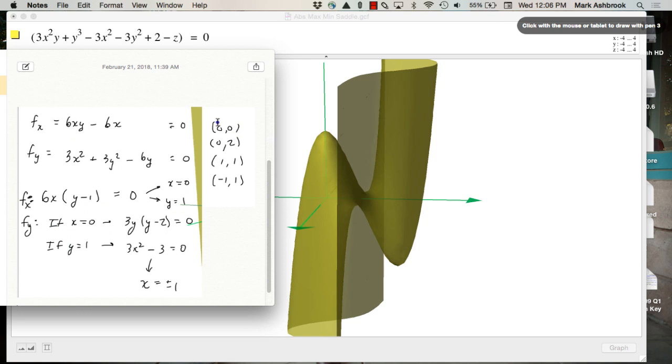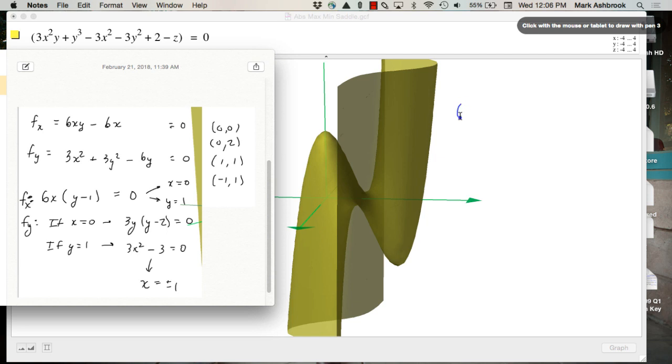So there's our first two critical points. Then I took that y equals 1 from the partial with respect to x and put it into the partial with respect to y to see what x would need to be to make that 0, and that was plus or minus 1. So that gave us the other two critical points where y was 1 and x was plus or minus 1. The fact that we got 4 was consistent with our initial observation of the surface. Then for each of these, let's calculate the determinant.